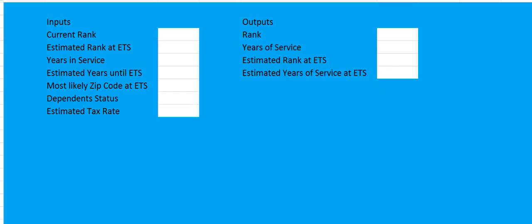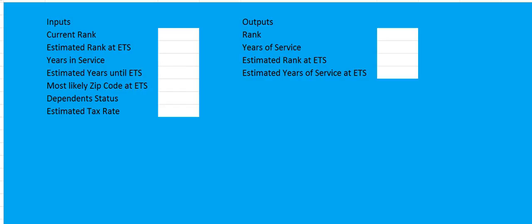This is a diagram of our Army retention tool. The Army retention tool takes into account the soldier's current rank, estimated rank at the time the soldier leaves the Army, current years of service, estimated time until the soldier leaves the Army, most likely zip code that the soldier lives within both at the time he or she leaves the Army and prior to that time, dependent status, and estimated tax rate along their career and at the end of their career in the Army.